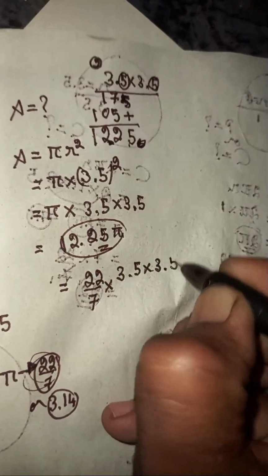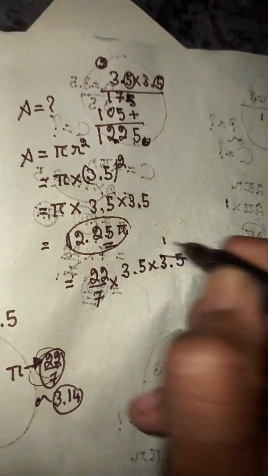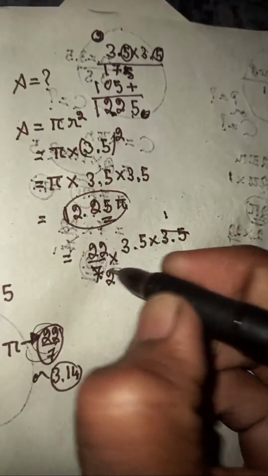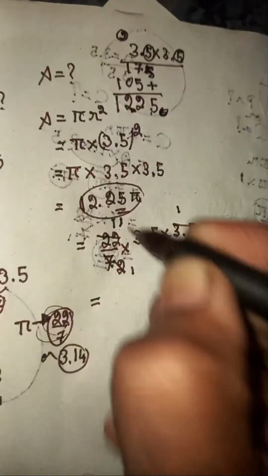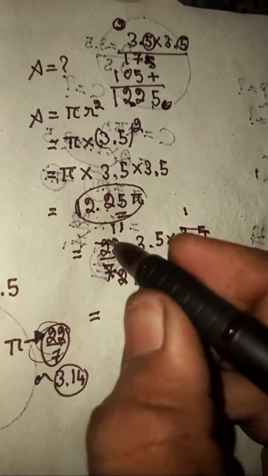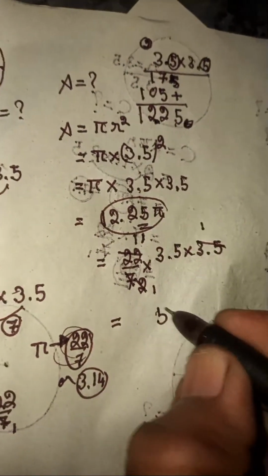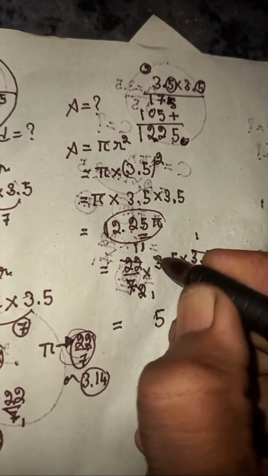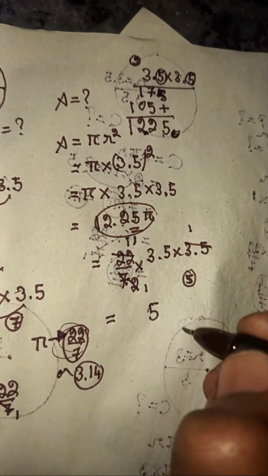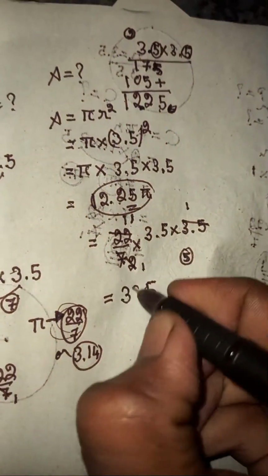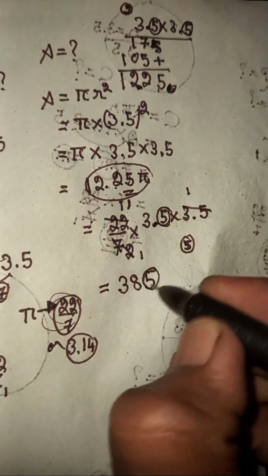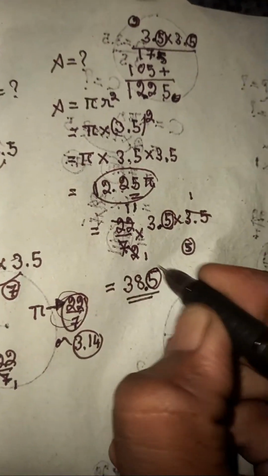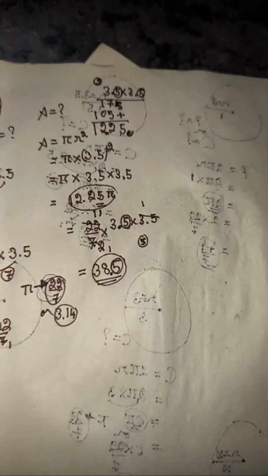Or if you take this pi value as 22 by 7, let's take that original value: 3.5 times of 3.5. Here also you can divide 3.5 one times, 3.5 two times is 7, and 22 one times, 2 11 times. 11 times of 3.5, 11 times of 5 is 55, that is 5 carry, and 11 times of 3 is 33, 33 plus 5 which is 38. There is a decimal and one digit after it, so after one digit from the left you must take this: 38.5 square units is the value of the area of the circle.